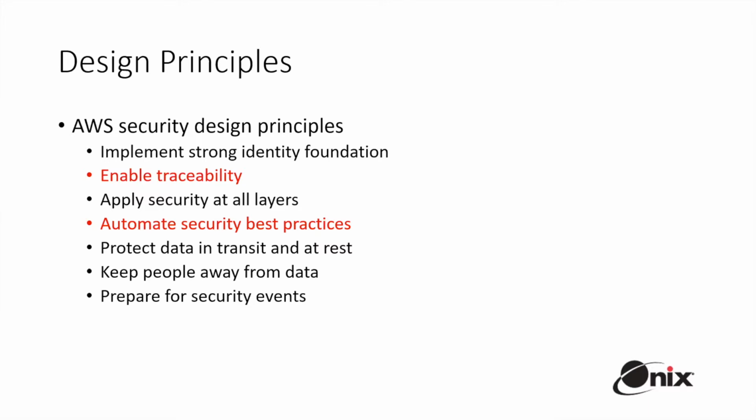So the first one is to implement a strong identity foundation. When you think about that, when you first start, you open up an AWS account. What does it start with? Well, you need a root account. So the first thing starts with access, and it really is the first line of defense. Access management is really key.